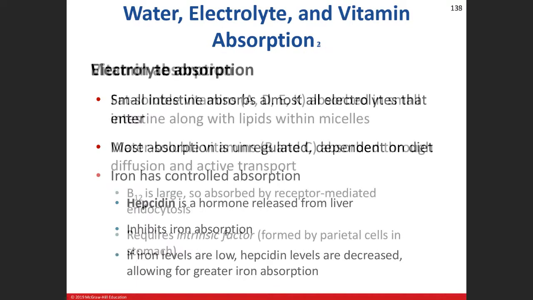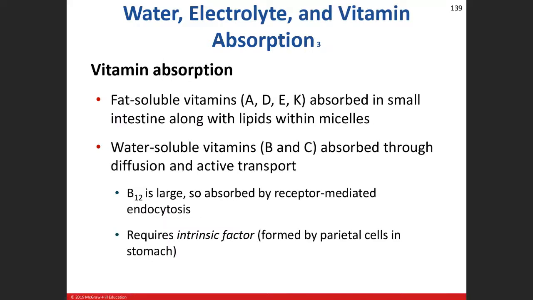And finally, vitamin absorption, depending on whether it's water soluble or fat soluble. With our fat soluble vitamins, A, D, E, and K, absorption occurs in the small intestine along with the lipids, with the micelles being absorbed. The water soluble vitamins are going to be absorbed throughout, because they're water soluble, they can diffuse and absorb into the water, so that can occur anywhere along the digestive tract. We'll see quite a bit of it in the small intestine, and some of it in the large intestine.